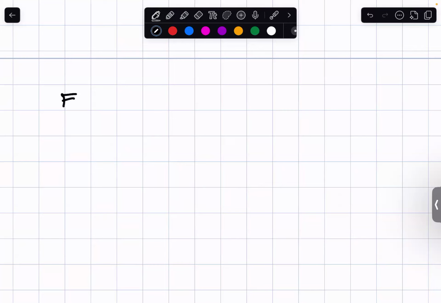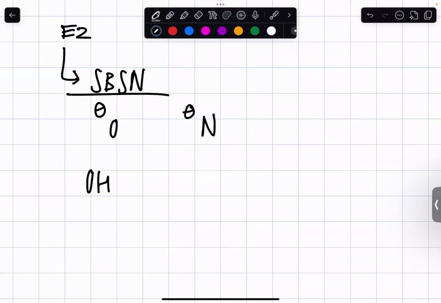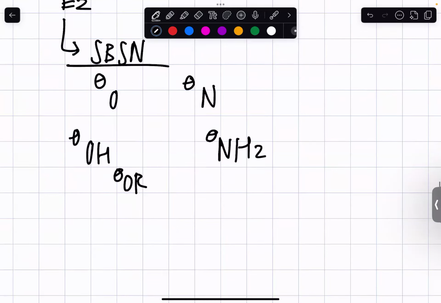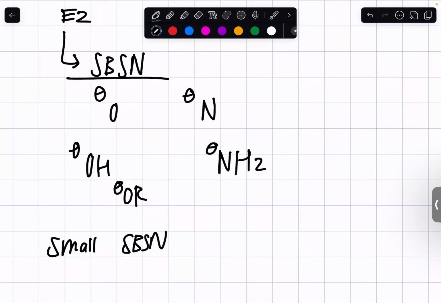For E2 reactions, the most distinguishing feature is a strong base, strong nucleophile. The strong bases, strong nucleophiles that you're going to recognize are going to be negative charges on oxygen or negative charges on nitrogen. So some examples would be hydroxide ion, alkoxide ion, OR minus. It could be NH2 minus. But you could categorize this more into small or bulky: small, strong base, strong nucleophile, and bulky, strong base, strong nucleophile.